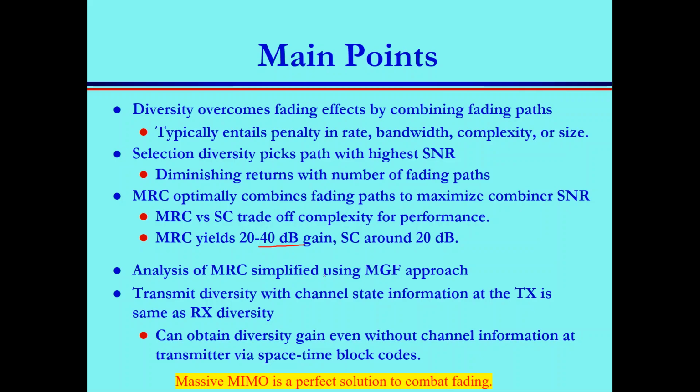Analysis of MRC is simplified using the moment generating function, by analyzing the performance in the frequency domain, not in the time domain. Transmit diversity with channel state information at the transmitter is the same as receive diversity, because the receiver as well has the channel information. And you can obtain diversity gain even without channel information at the transmitter by using Alamouti codes or space-time block codes. Besides, I mentioned in the presentation that massive MIMO is a perfect solution to combat fading.